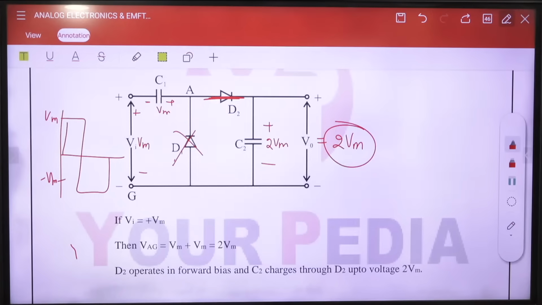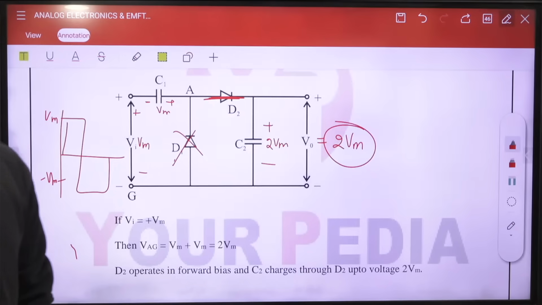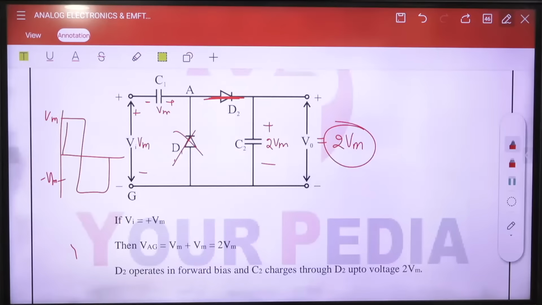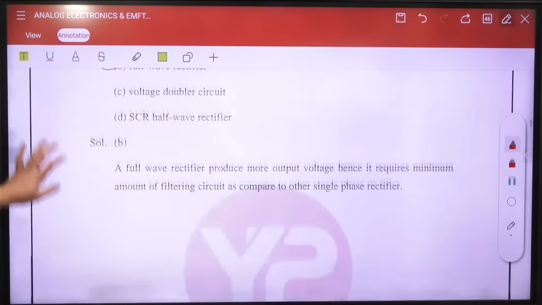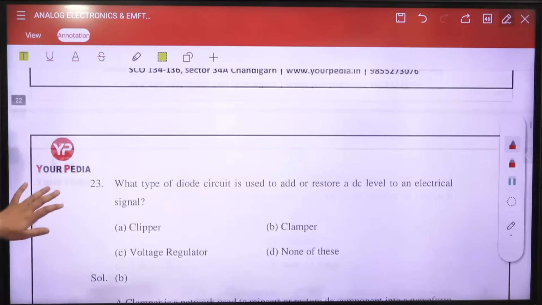Understood or not now? Tell me. I think everyone understood this now. Next. First. Yes.